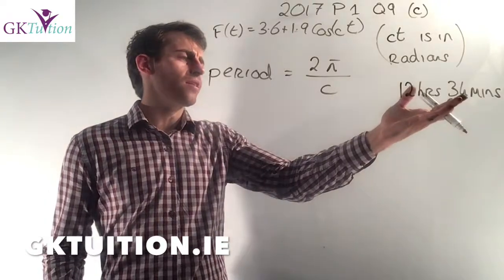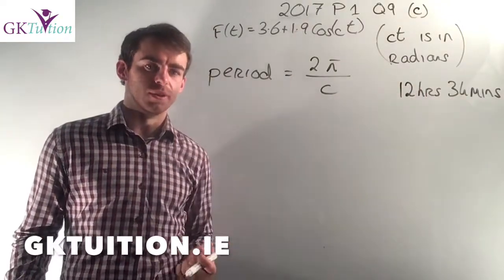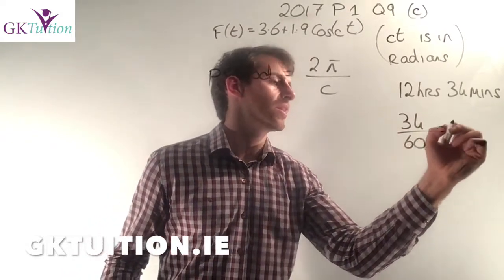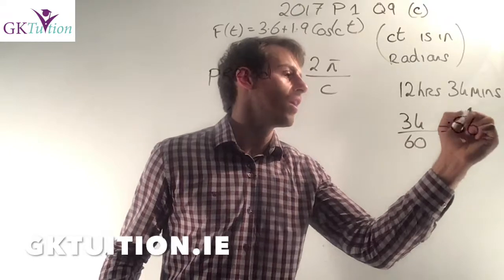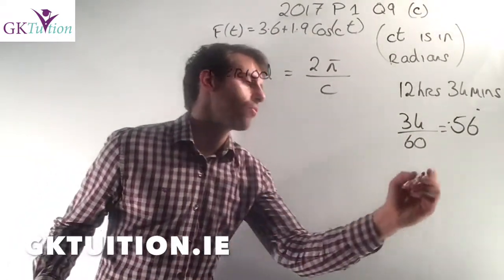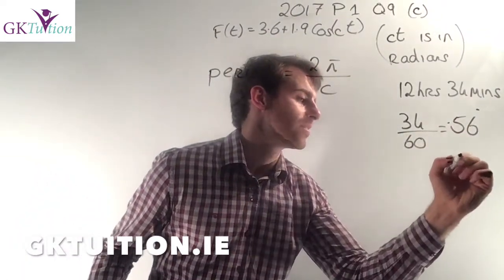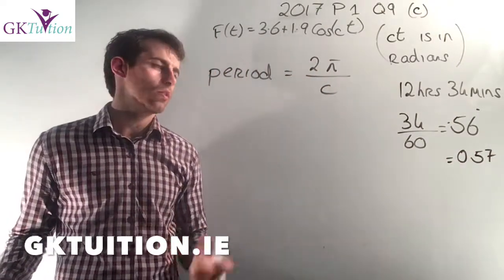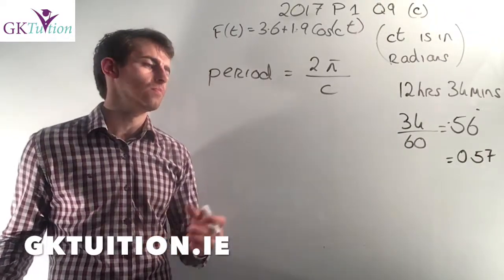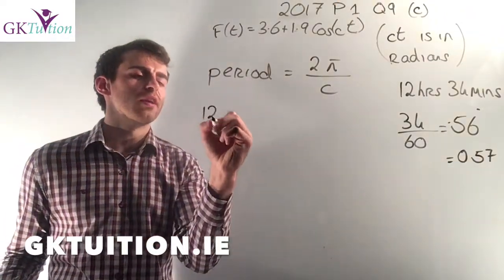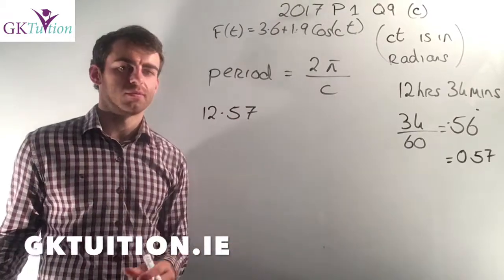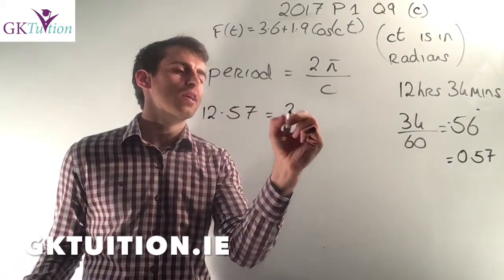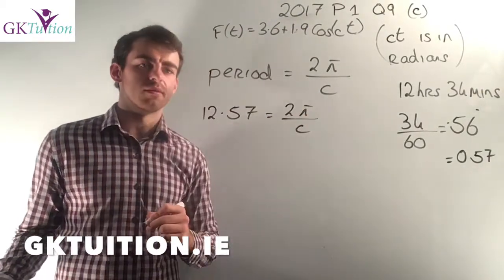So the easiest way to do that, I need to convert my 34 minutes into a decimal. To do that, you take your 34 minutes and you divide it by 60. And if you do that, you get 0.56 recurring. If we round that off, that means that 34 minutes is equivalent to 0.57 hours. Which means that I know my period is 12.57 hours, or in other words, 12 hours and 34 minutes. So I know that 12.57 is equal to 2 pi divided by c.